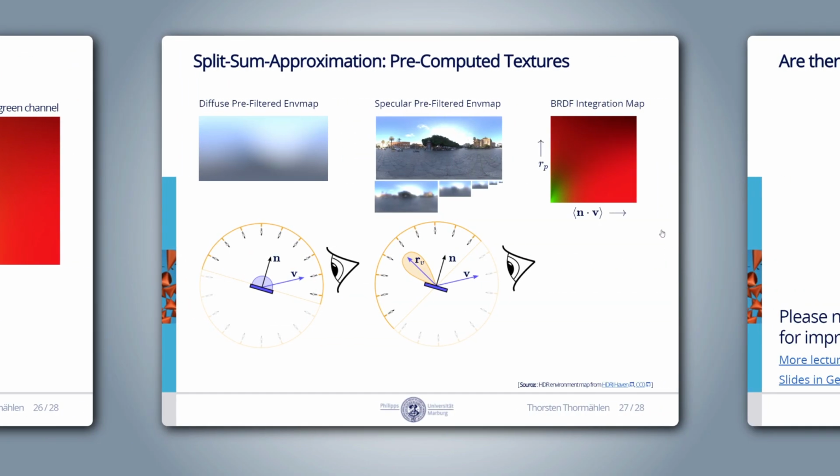Overall, we need to pre-compute 3 textures. First, the diffuse pre-filtered environment map from episode number 10. We use the env map value that is stored at the location to which the surface normal is pointing. Second, the specular pre-filtered environment map. The results for different roughness values are stored in the mipmap levels. We use the env map value that is stored at the location of the reflected view direction, denoted by RV here. Third, we have the BRDF integration map that is parameterized in the x direction by n.v and in the y direction by the roughness rp.